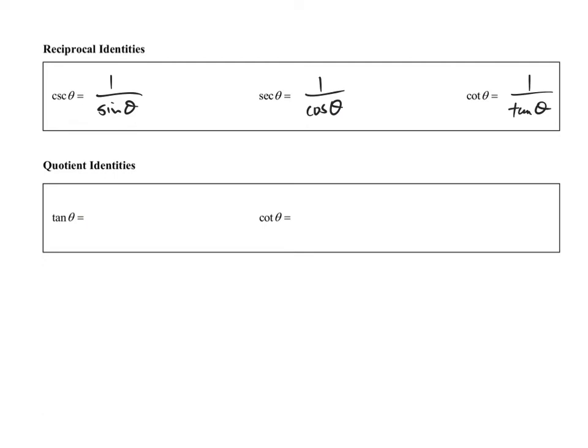The next 2 identities are called the quotient identities. The first one is tangent theta, and we proved earlier in example 1 that tangent theta is equal to sine theta over cosine theta. And then the other quotient identity just uses the fact that cotangent is the reciprocal of tangent. So if I have that tangent is sine over cosine, that means cotangent is going to be cosine theta divided by sine theta.